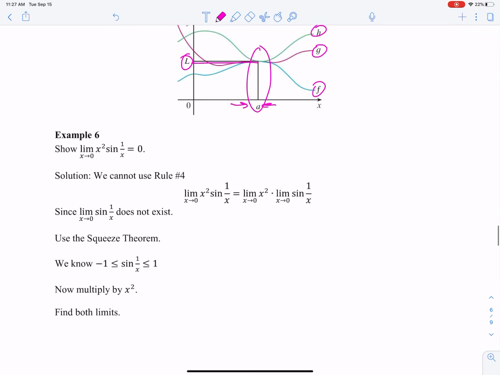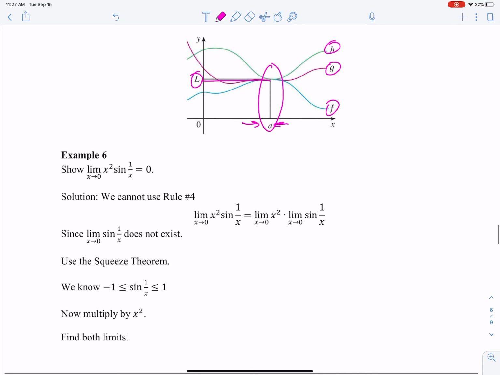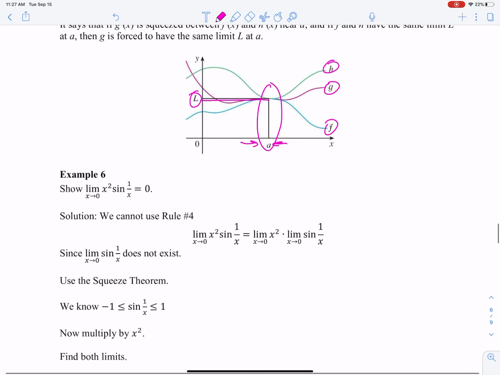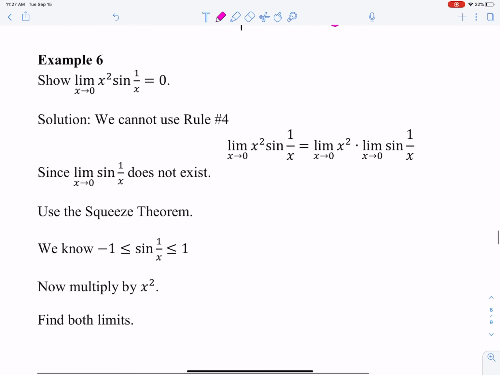Okay, let's use an application of this. So, of course, this is actually a shortcut. I know it seems confusing, but the squeeze theorem is a shortcut. So here's an example. We want to show that this limit, so here we're taking the limit of this nasty function. Limit as x approaches 0 of x squared times sine of 1 over x equals 0.